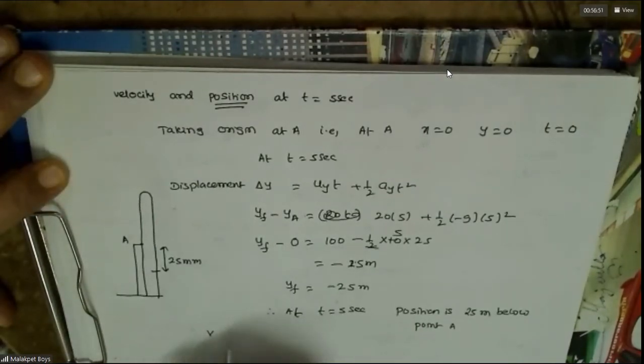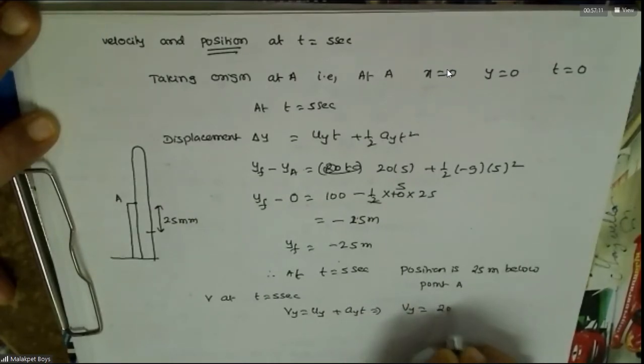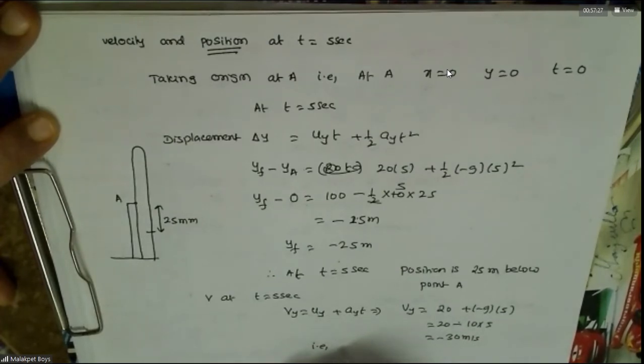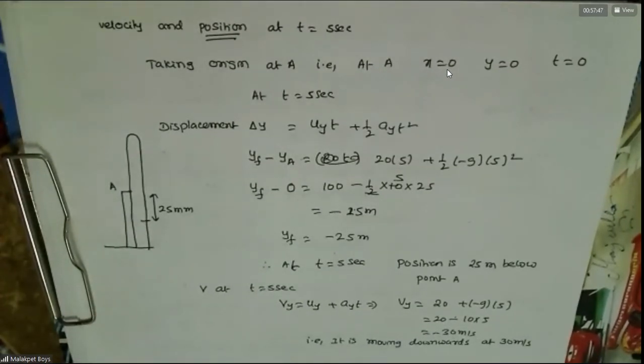Similarly, we take velocity at t equals 5. We can use Vy equals Uy plus Ayt. Vy is 20 upward, 20 minus 10 into 5, that is minus 30 meters per second. So it is moving downwards at 30 meters per second. Understood this? Yes, sir.